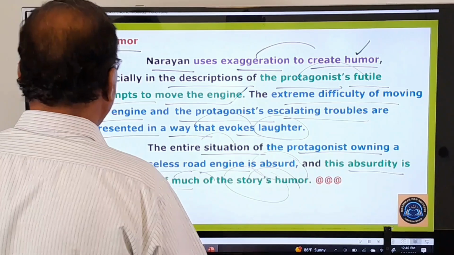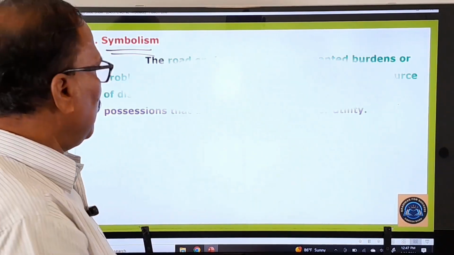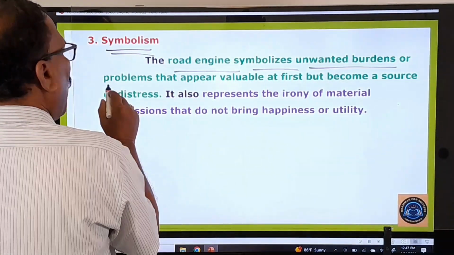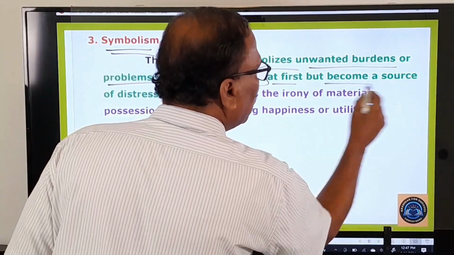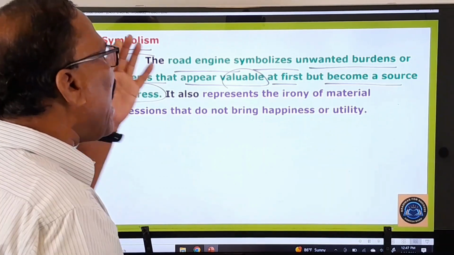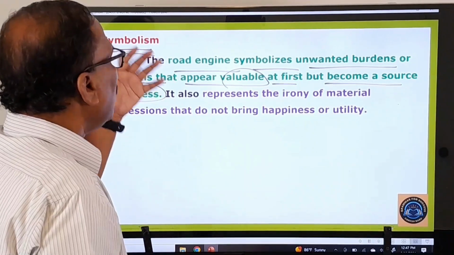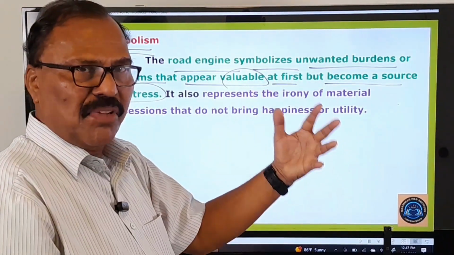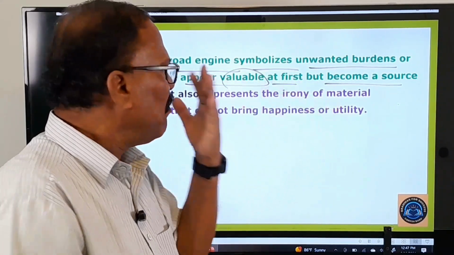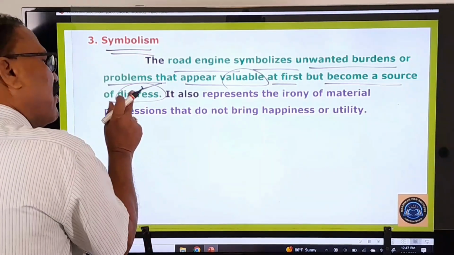And you go to the next literary device. Third one, symbolism is there. The third literary device used in this story: the road engine symbolizes unwanted burdens or problems that appear valuable at first but become a source of distress. And here this road engine stands as a symbol for what? Unwanted burdens, unwanted troubles that appear valuable at first. Unwanted things sometimes appear valuable at the beginning, okay, in the initial stages, but later on what happens? They become a source of distress, a source of trouble, a source of grief, a source of pain.